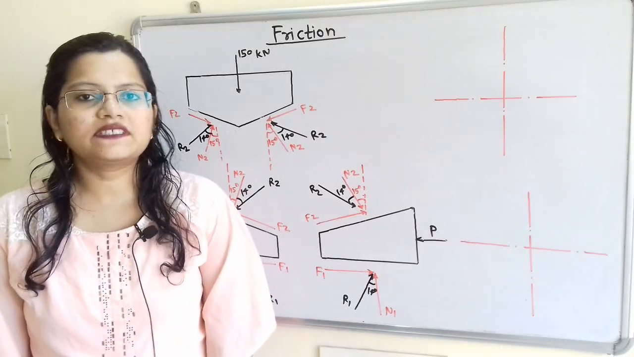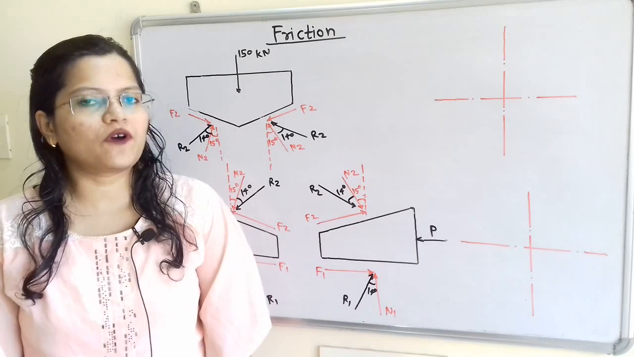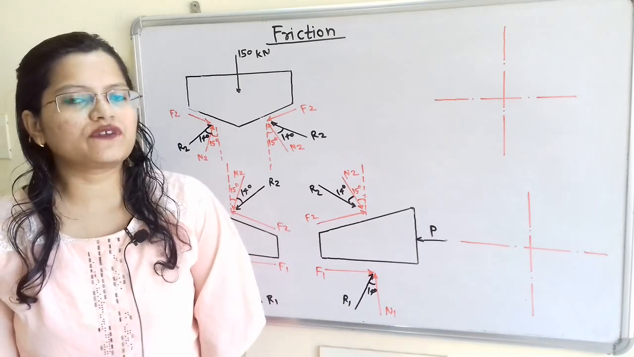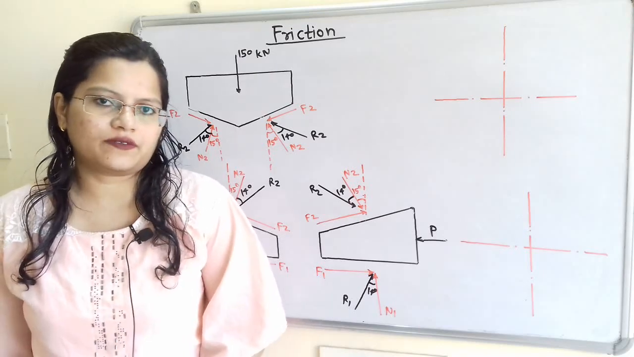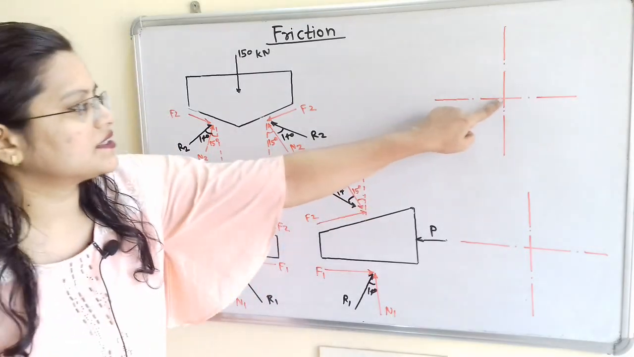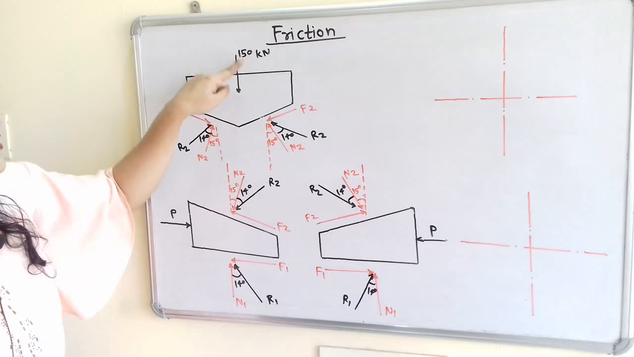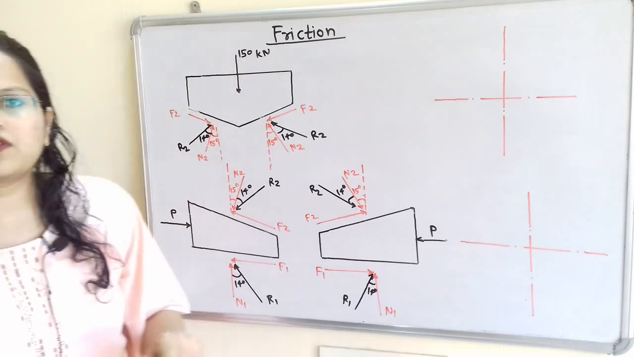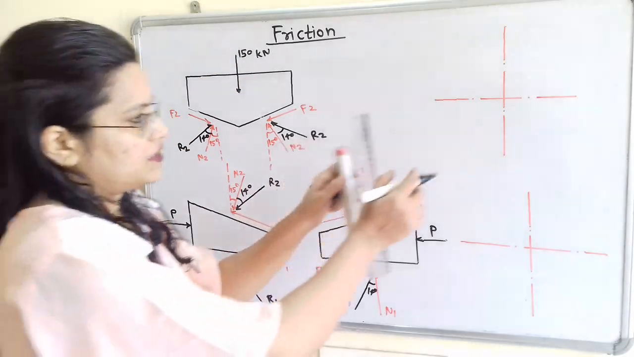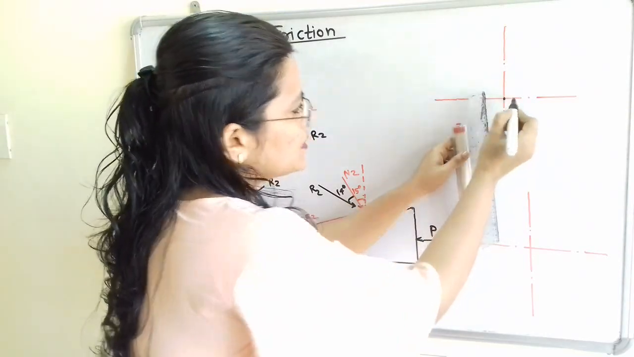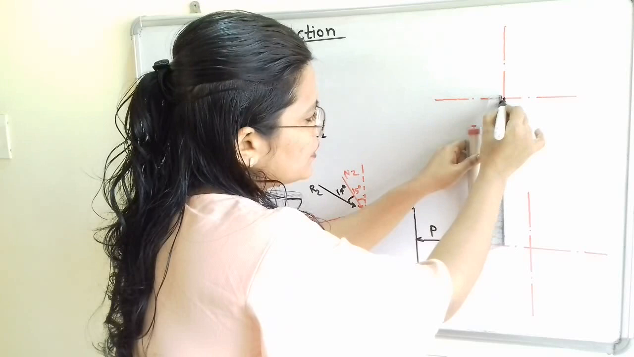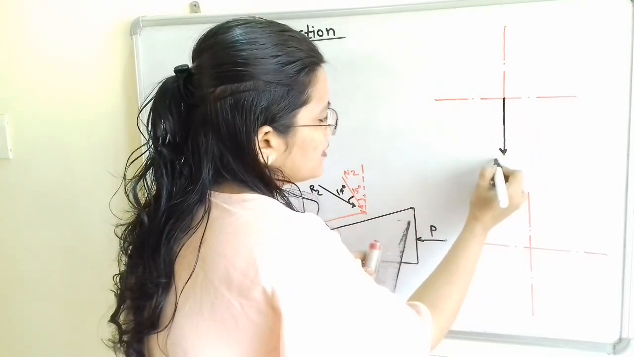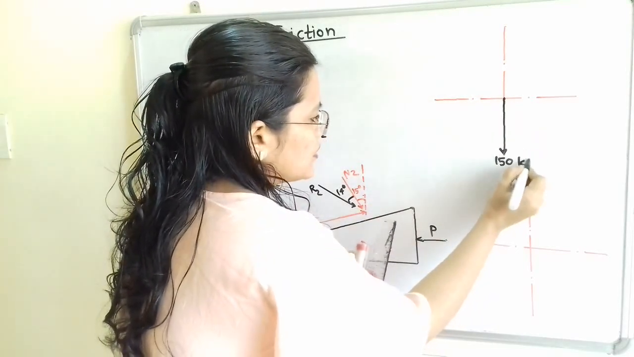To apply Lami's theorem, we will rearrange the forces so that their direction will be outward from the center. So we will consider this as the center of the block. Now this 150 kilonewton passes through the center in the downward direction, so we have to arrange from this center in the outward direction. So we will show it here, and it is 150 kilonewton.